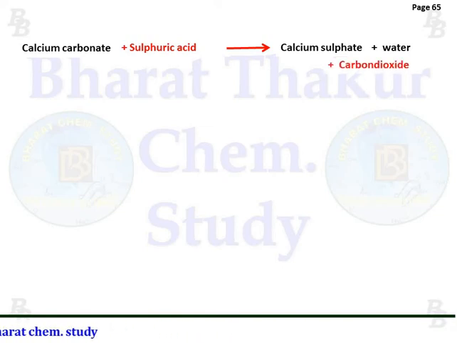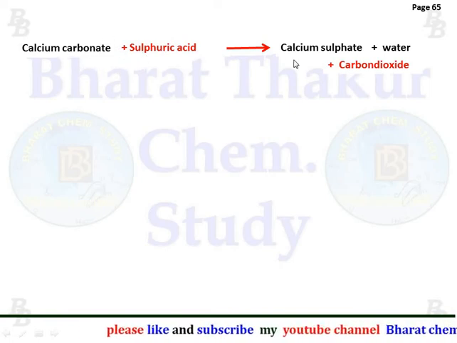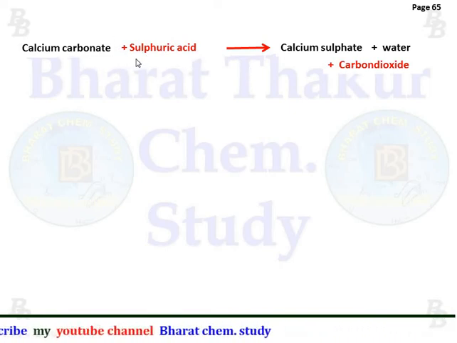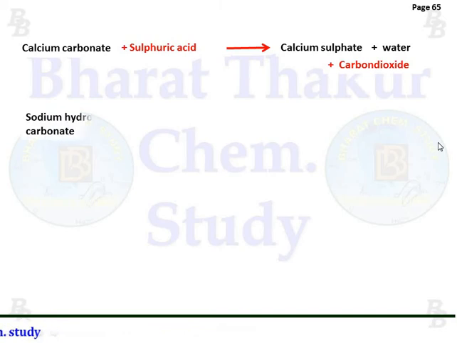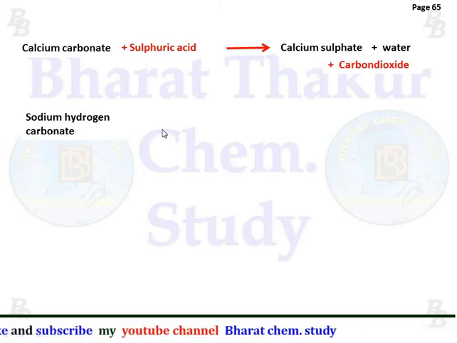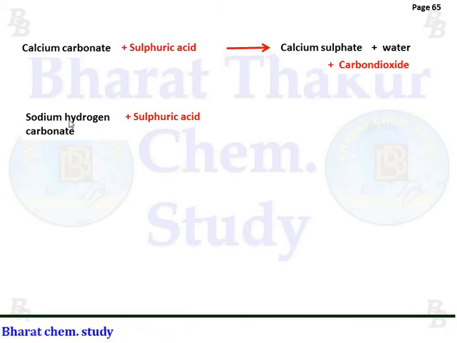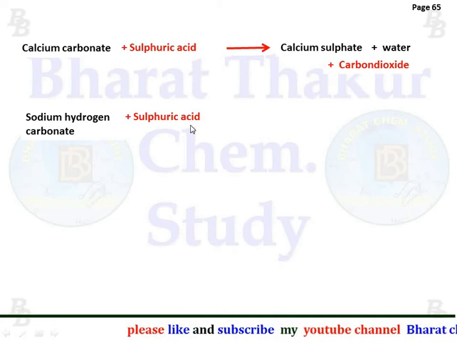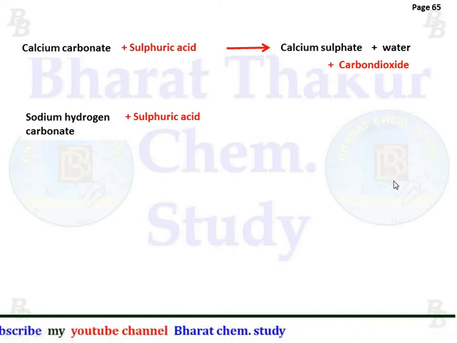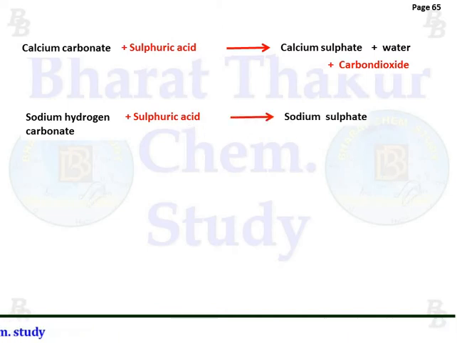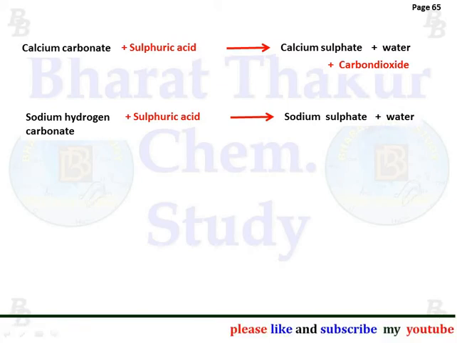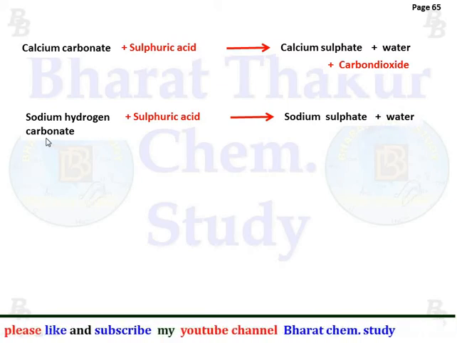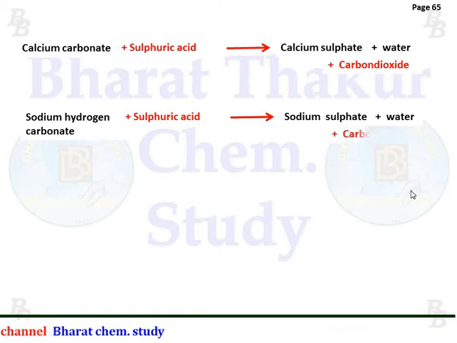So always remember, whenever a salt contains carbonate in its back part, it always produces carbon dioxide on reaction with dilute acids. Similarly, hydrogen carbonate, also called bicarbonate, when reacting with sulfuric acid, again has sodium as the metal, and the sulfuric acid contains the negative part sulfate. So the name of the salt formed is sodium sulfate, plus water, and because carbonate is at the back, it produces carbon dioxide gas.